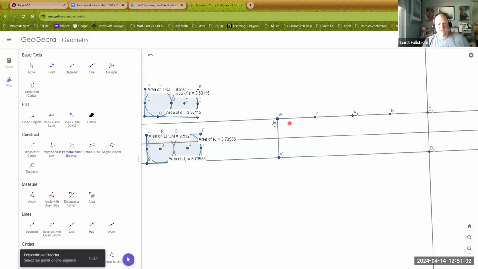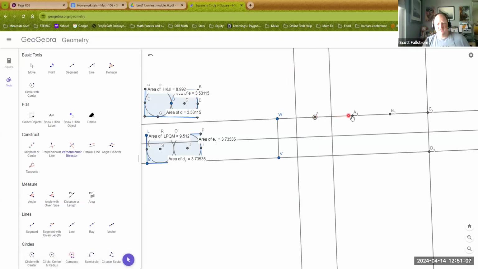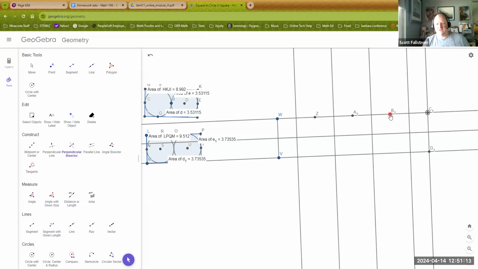And now I need perpendicular bisectors for each. So just take perpendicular bisector from W to Z, from Z to A1, from A1 to B1. And what I'm getting is where those intersect my center line is going to be the centers of circles. So make some points.